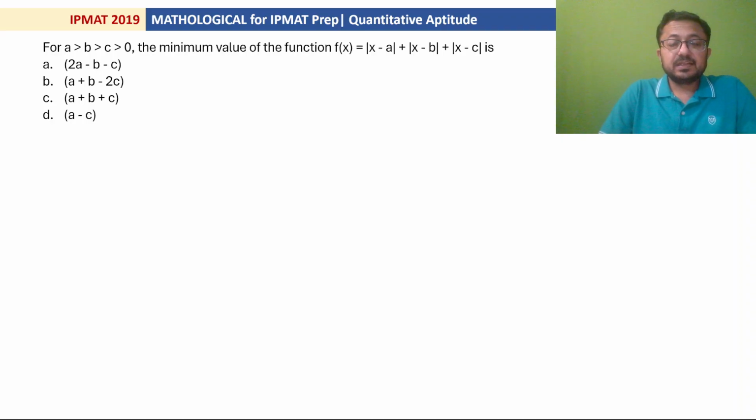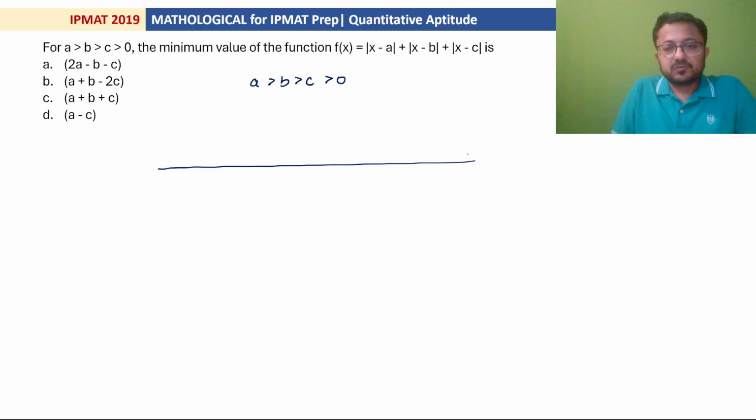Next is, for a greater than b greater than c greater than 0, find the minimum value of the function f(x) equal to mod of x minus a plus mod of x minus b plus mod of x minus c. Now what have we done in this case? We have made a, b and c unknown. The rest of the logic is exactly the same: a, b and c are all positive, a is greater than b greater than c greater than 0. Okay, so distance of x from a, b and c has to be minimized, and a is the largest value.